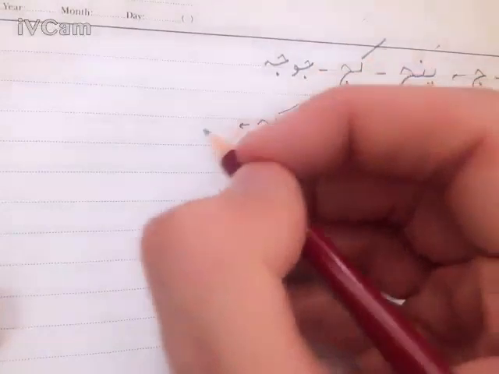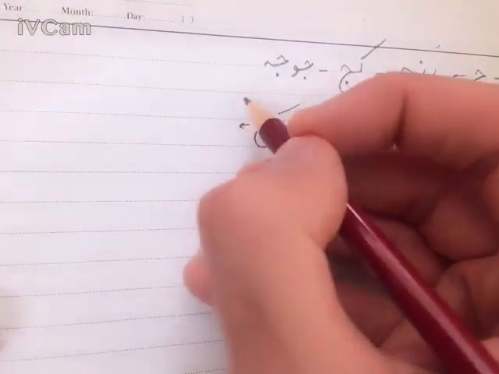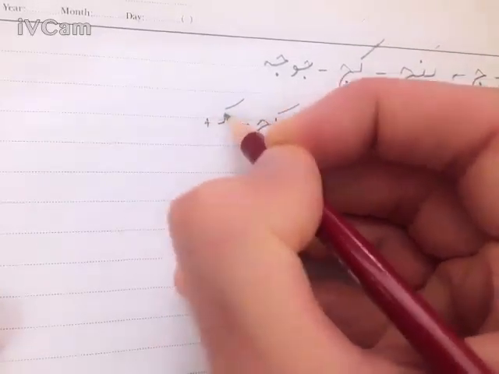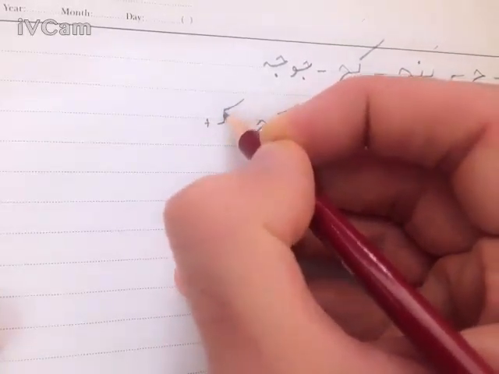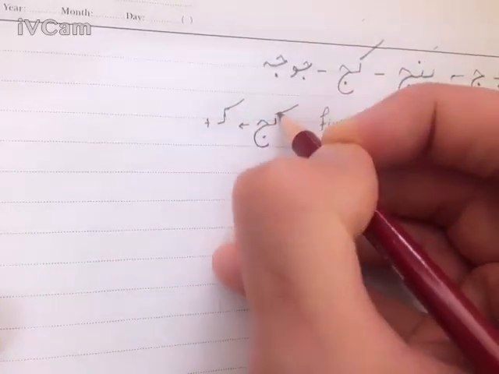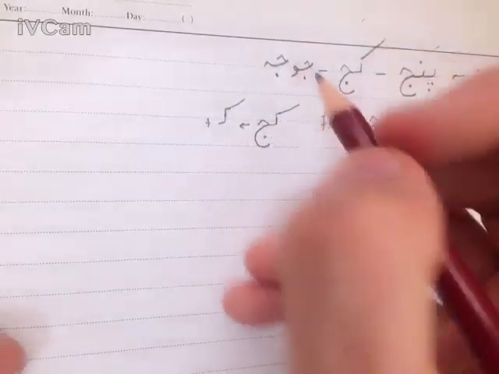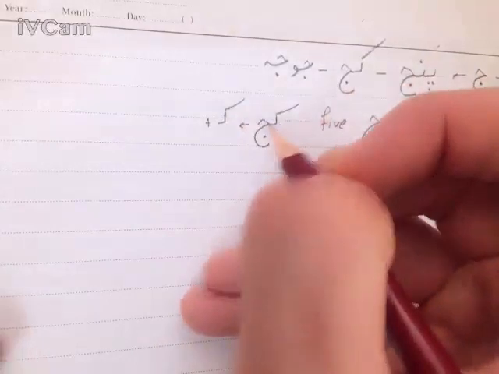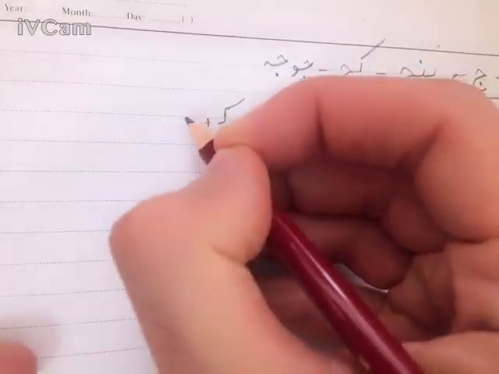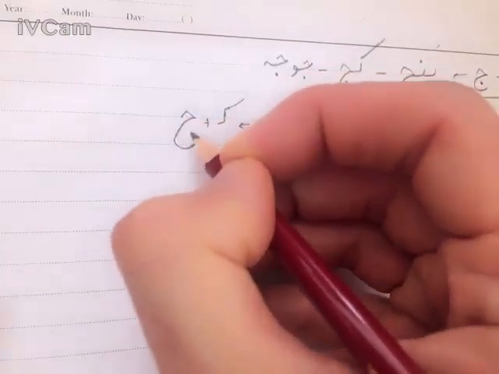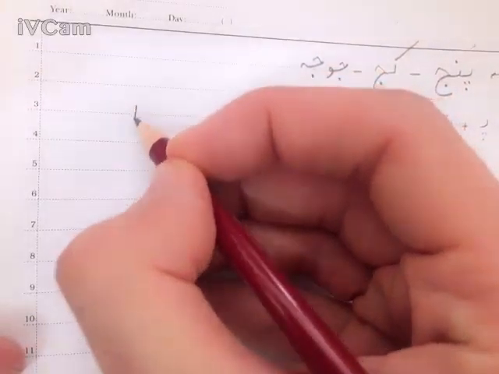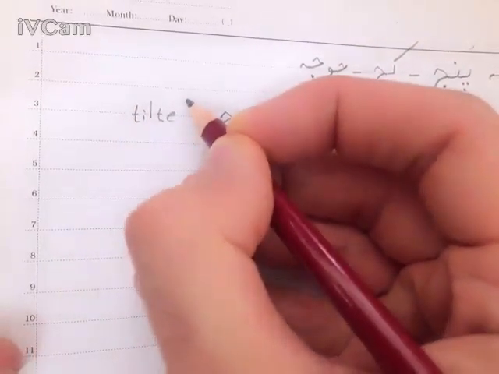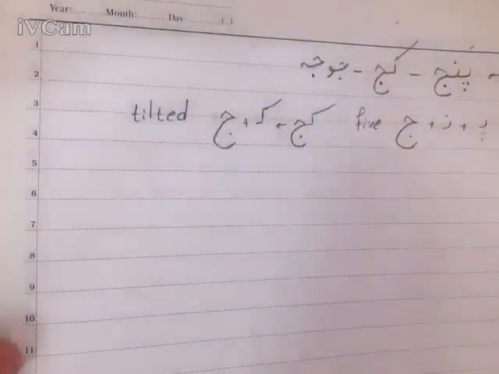Catch means tilted, which is K. These ones must be connected actually, but you don't have to connect them. It's okay if there is a small space between them. Catch means so tilted. Not straight, but tilted.